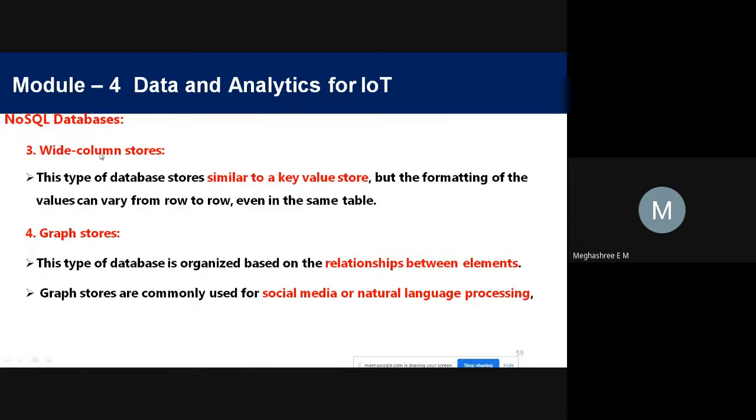And the third class is wide column stores. This database stores data similar to a key value store, but the formatting of the values can vary from row to row, even in the same table. And the last class of database is the graph store. Here the database is organized based on the relationship between the elements. Graph stores are commonly used for things like social media or natural language processing. That is all about not only SQL database.